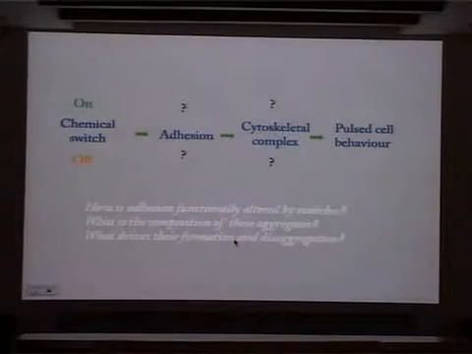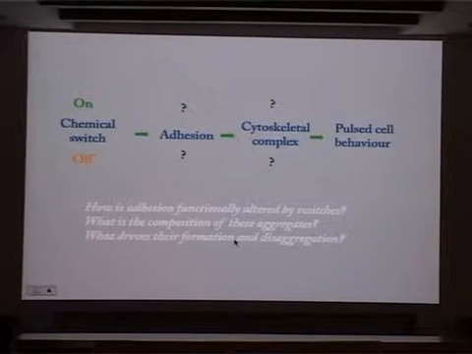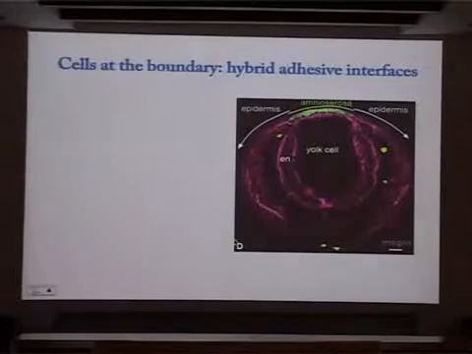So the simplest way one can think about what we are seeing is that a chemical switch does something to adhesion, which then influences the organization of these cytoskeletal aggregates that then lead to pulsed cell behavior. Precisely how adhesion is functionally altered by these switches, or what the composition of these aggregates is, or precisely how their formation and disaggregation is affected is something that we're just beginning to get answers to.